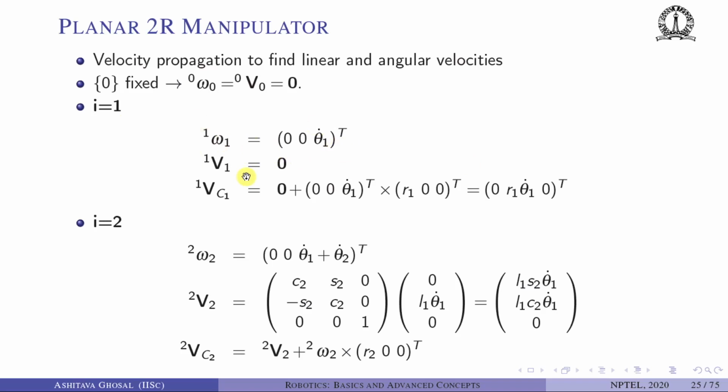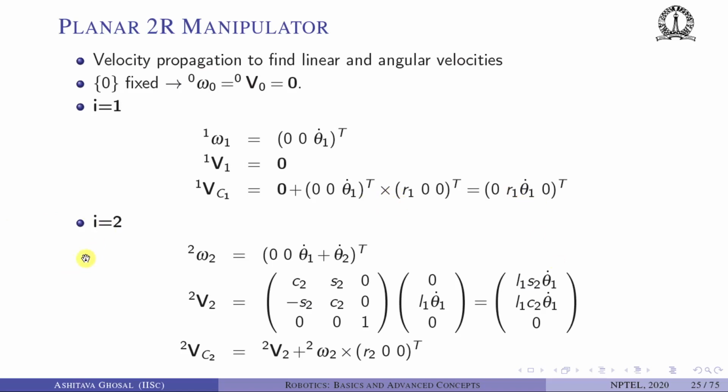If you go back and see the propagation equations, we will see that 1 omega 1 is 0, 0, theta 1 dot, as a column vector transpose. The linear velocity of the origin of the first link is 0, and the linear velocity of the center of gravity of the first link will be the linear velocity of the origin plus omega cross r. The location of the CG is R1 along the x-axis, and omega is along the z-axis, so taking the cross product we get R1 theta 1 dot as the y component.